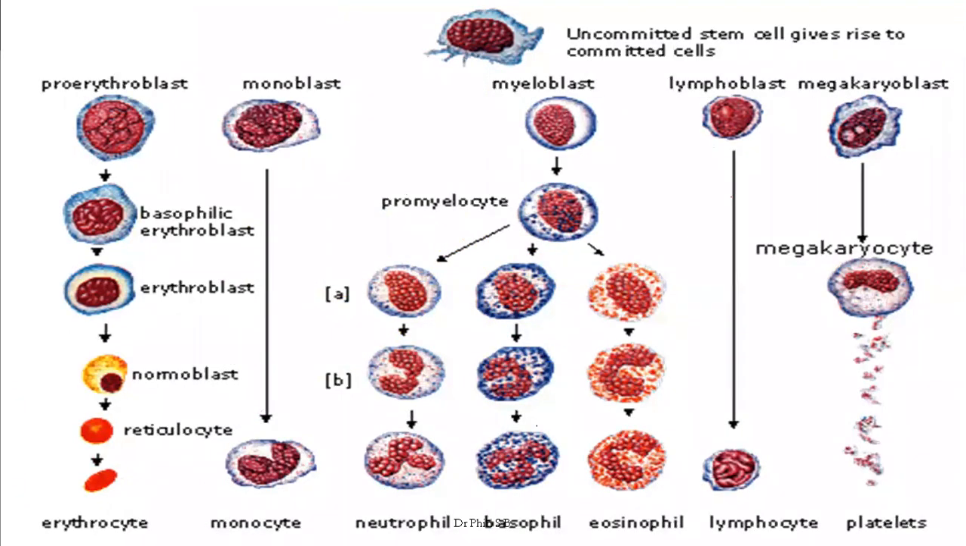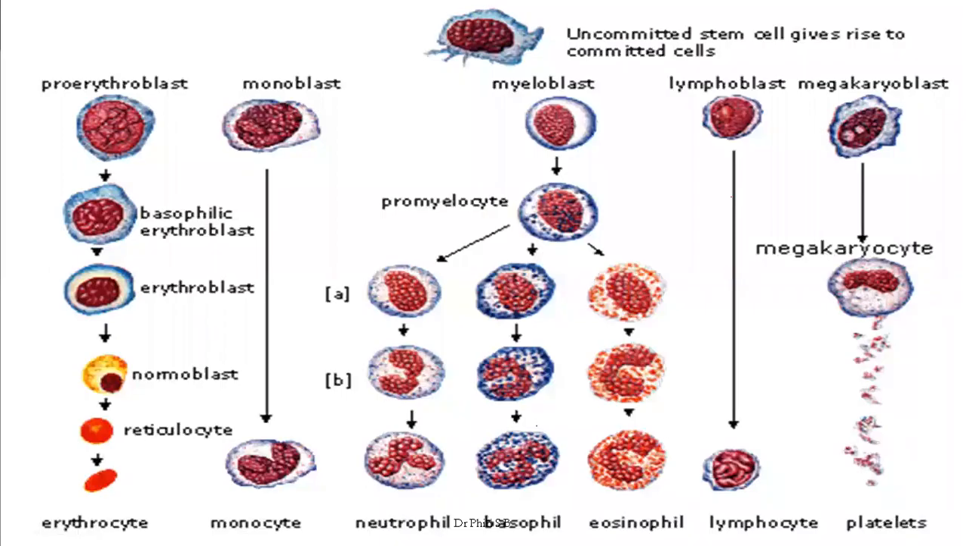The previous diagram and this one are almost identical. Here I'm just showing you the uncommitted stem cell that will give rise to committed cells. You can see the hematopoietic stem cell on top, which will now give rise to proerythroblasts, monoblasts, myeloblasts, lymphoblasts, and also megakaryoblasts, like I've already explained. So it's basically the same diagram.